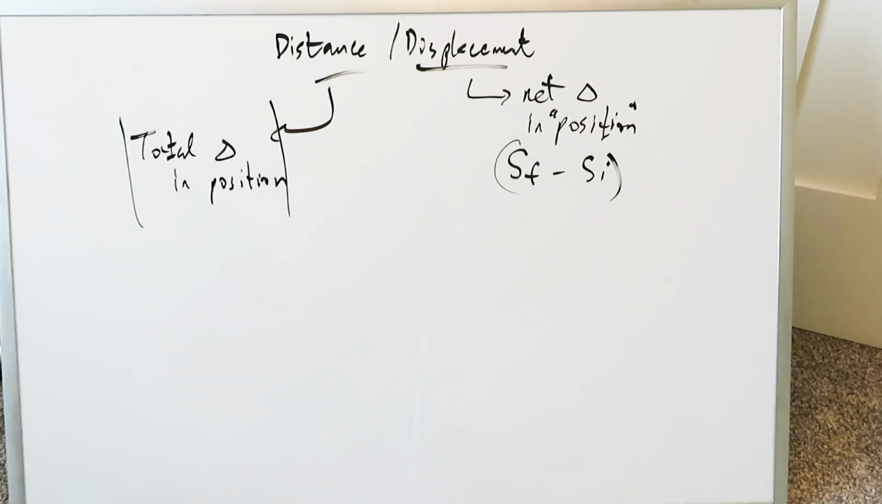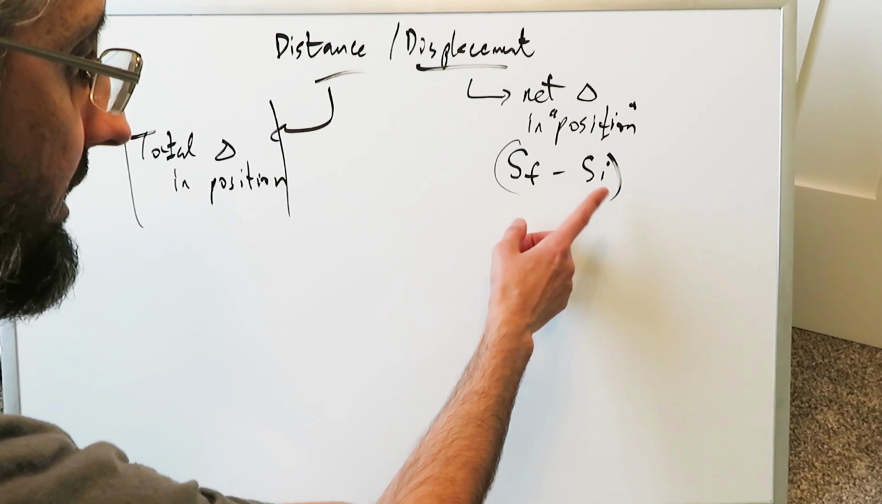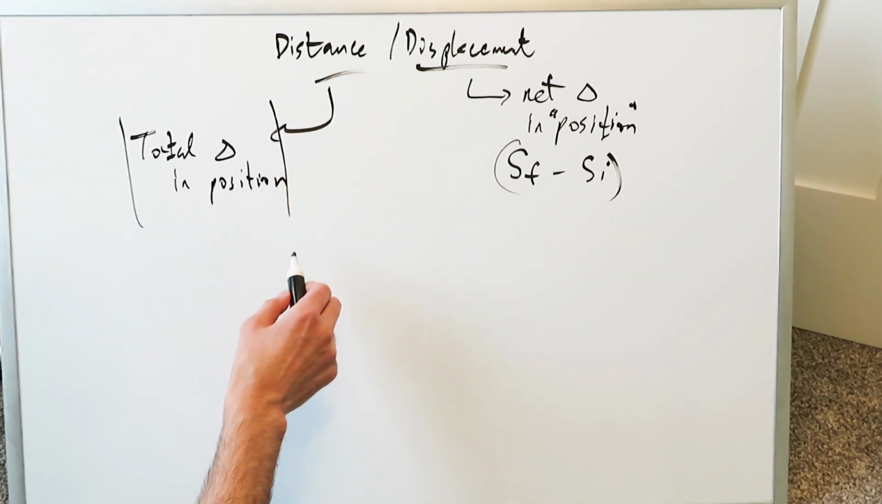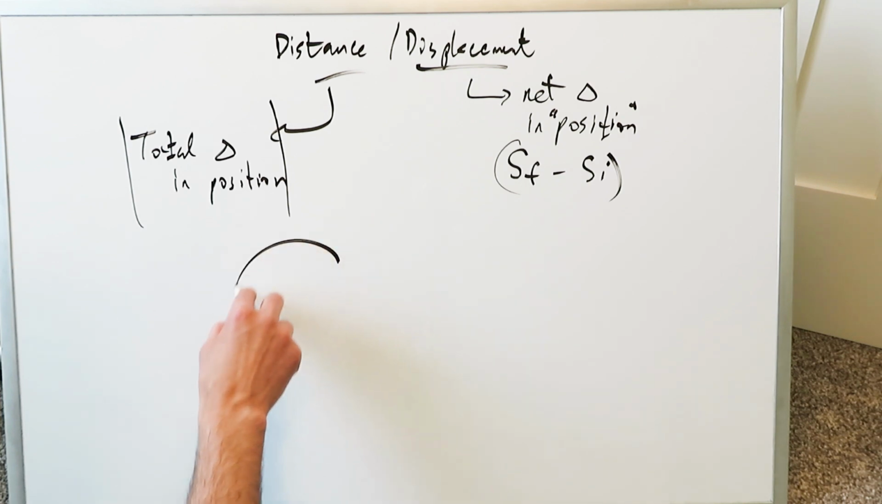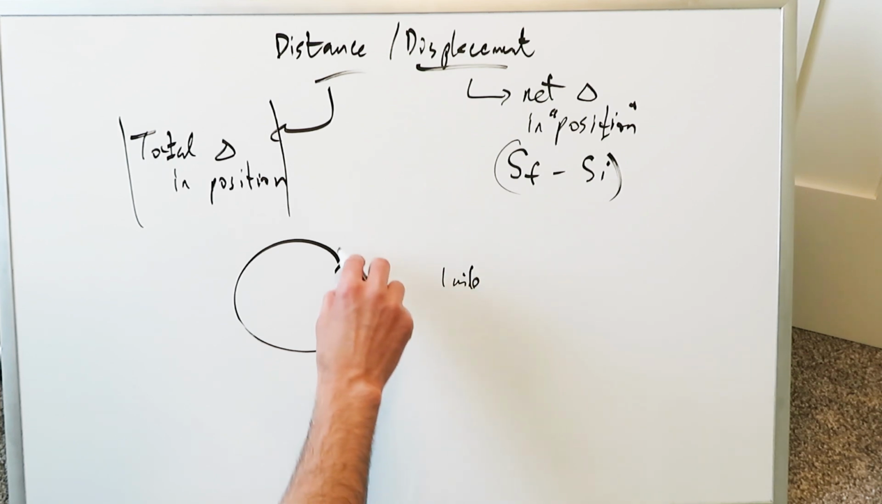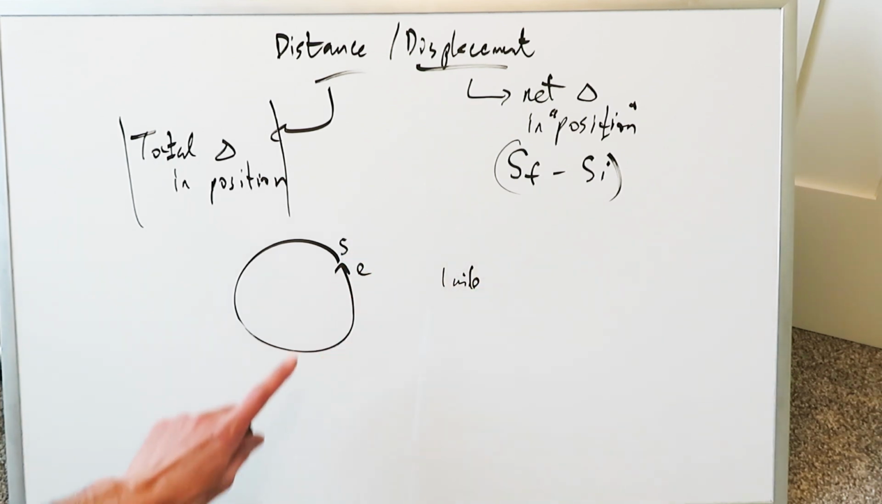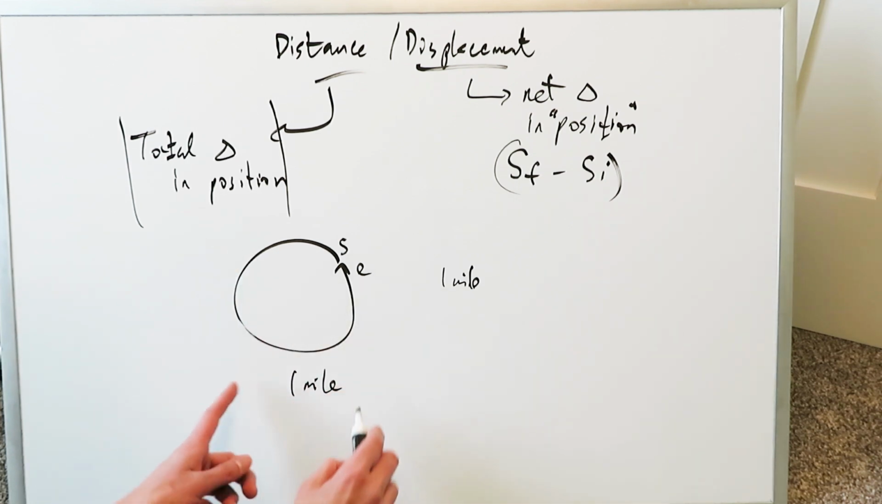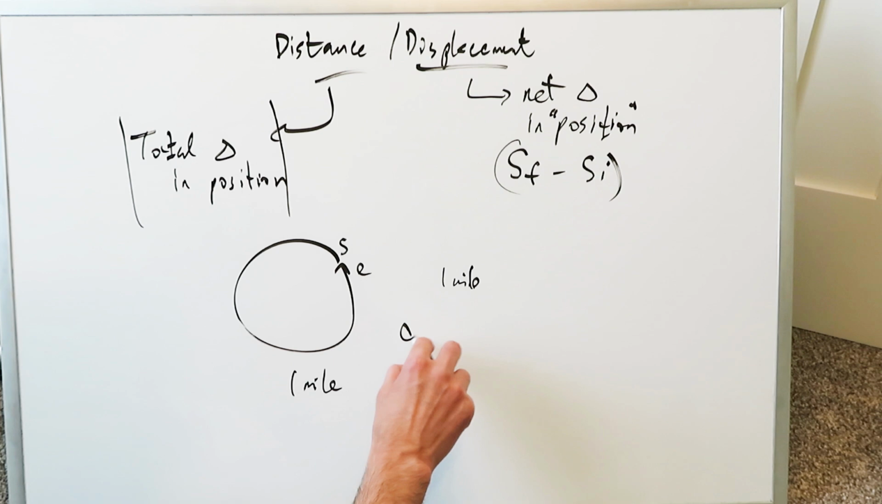Displacement is your net change in the position, difference between final and the initial, and this is your total change in position. Look at everything by means of these examples. You have a circular running track, it could be 1 mile. If you start over here and you end over here, a person who has run this in terms of distance has done 1 mile. That's the distance, but in terms of displacement, you've done 0 miles.